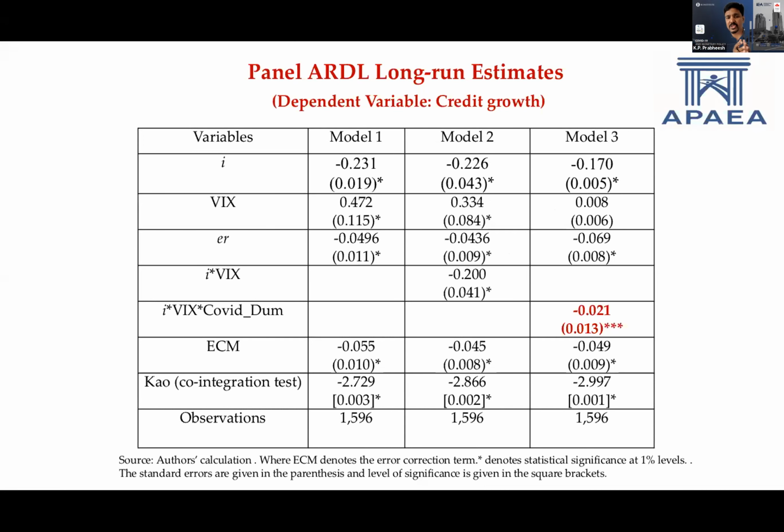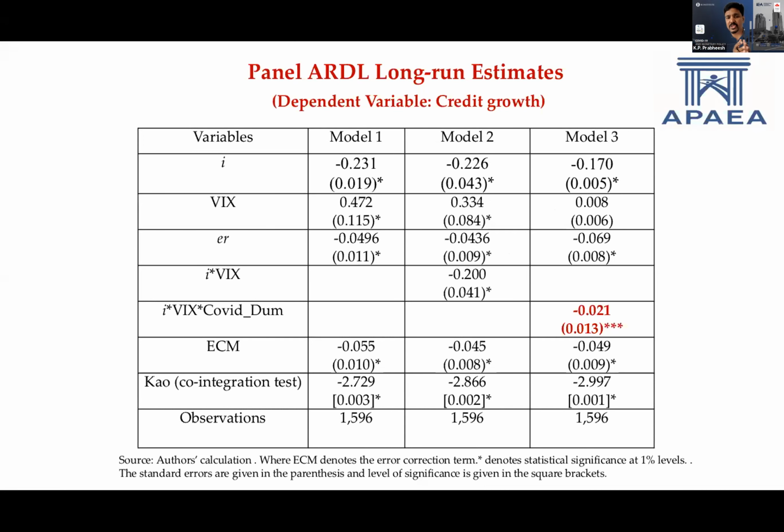But if you come to the long-run estimate for inflation, the story is slightly different. You can see that the interaction variable is not significant at all, as compared to credit growth. This shows that monetary policy is weakened, or not effective, in the presence of uncertainty during COVID. This is not statistically significant.